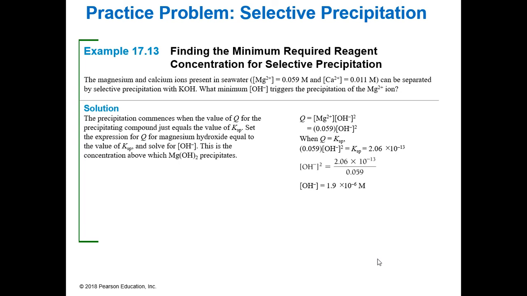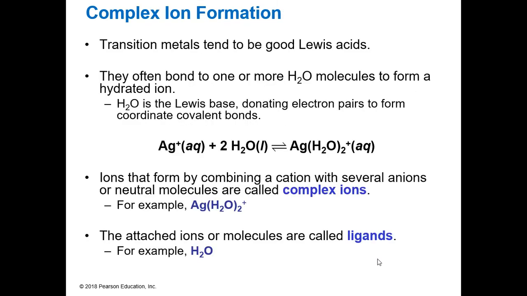And then we can solve for the concentration of hydroxide. So our concentration of hydroxide has to be 1.9 times 10 to the negative 6 molar in order for us to precipitate out our magnesium. If it is less than that concentration, our magnesium will not precipitate out. It has to be at least 1.9 times 10 to the negative 6 molar.